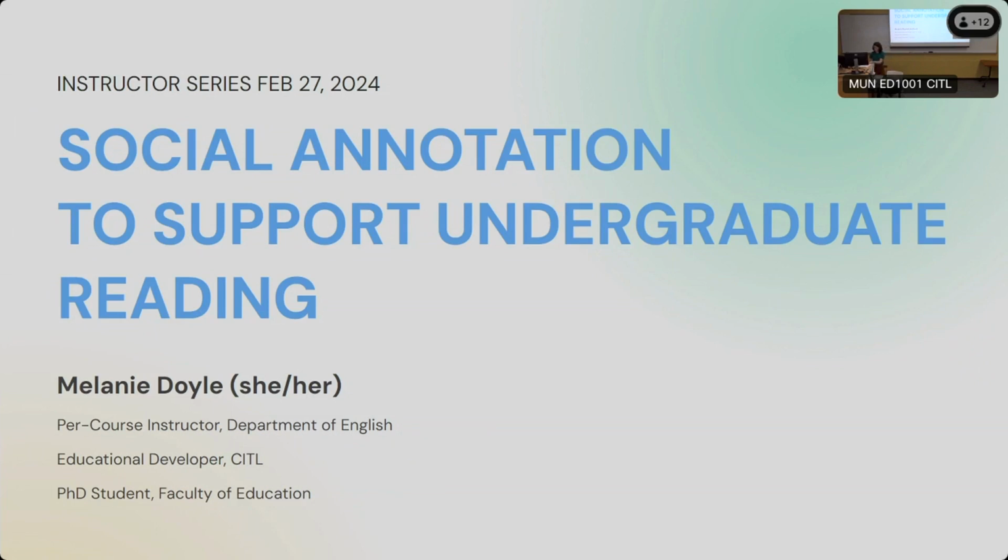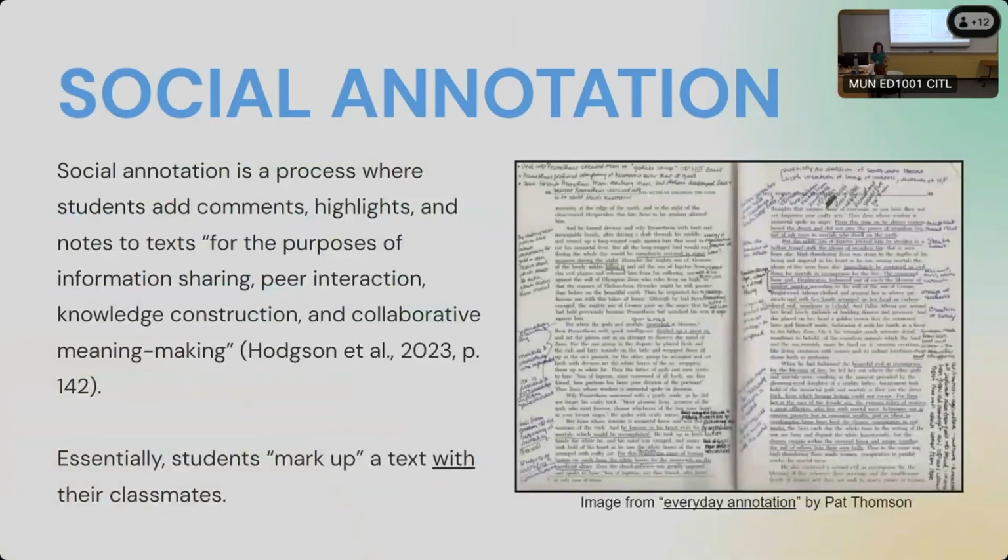So if you're joining us today, I presume you likely know a little bit about social annotation, maybe even just the bare minimum. But essentially, it's a process where students add comments, highlights, notes to texts for the purposes of information sharing, peer interaction, knowledge construction, as a collaborative means of making meaning from texts that they're typically assigned in their classes. That might be a novel, a textbook, journal articles, anything. It's all part of that annotation process. So, to put it as simply as possible, students mark up their assigned readings with one another.